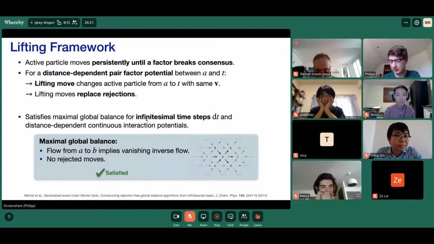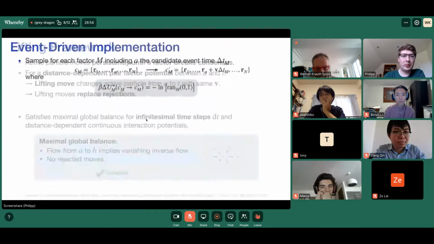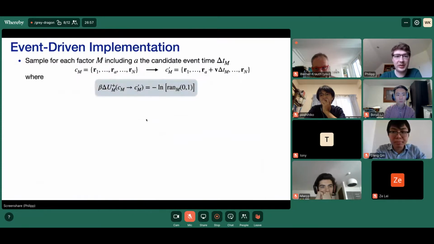This means if we now naively implement our ECMC algorithm and just say, okay, I take my active particle, displace it by velocity times delta t, then check for all factors whether they accept it or not, and then carry out the lifting move or not, this would first yield a very slow algorithm because I have to check all factors all the time. And second, it would yield a technically inexact algorithm. So I have to choose my delta t very small to get more and more exact. Both of these problems are finally solved in the event-driven implementation.